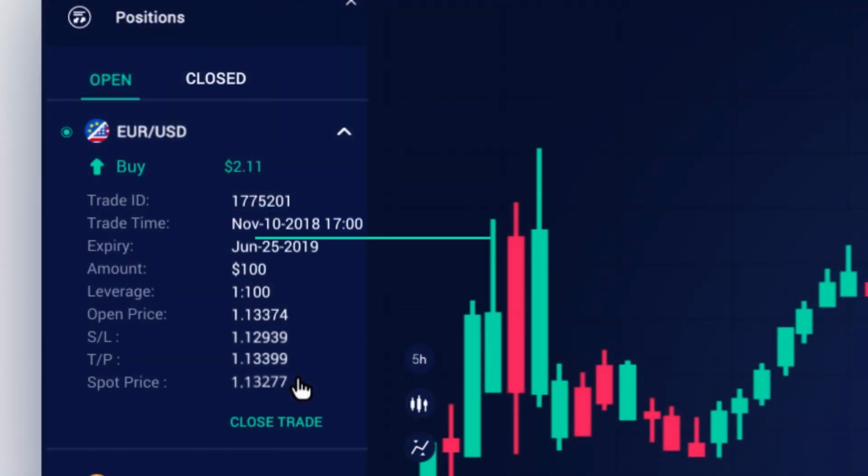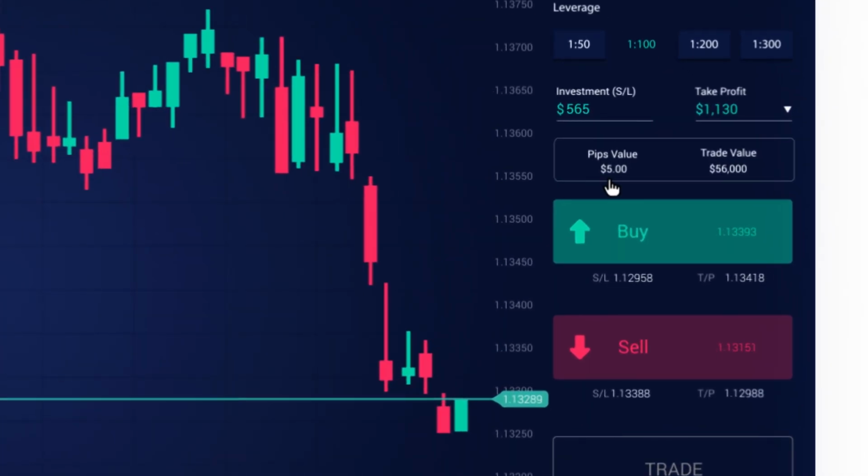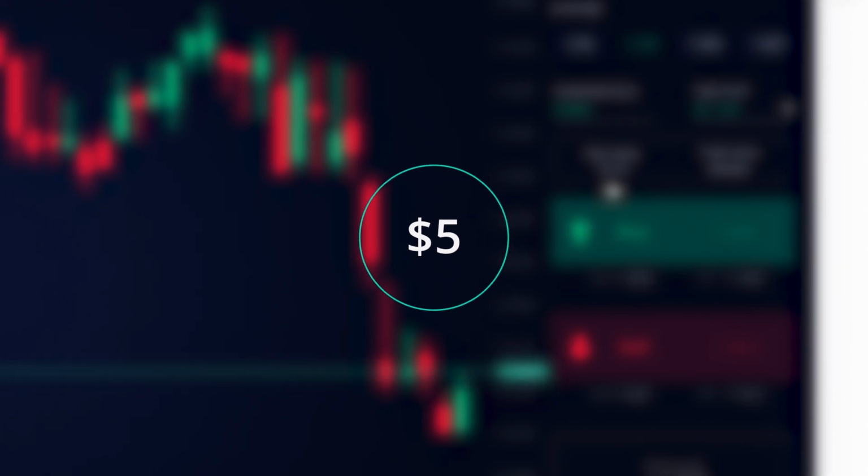So if we go back to the example we gave before, where 1. The pip value for your trade on EUR/USD was $5. 2. And the price went from 1.1300 to 1.1301. In this case, the open P&L will be $5. See how it all fits in?